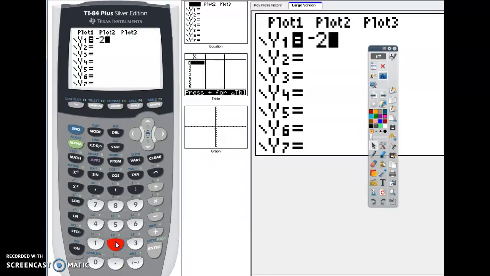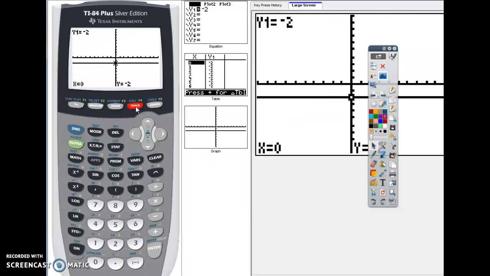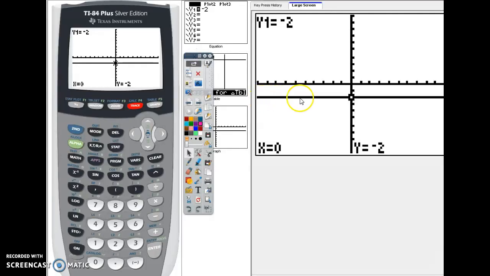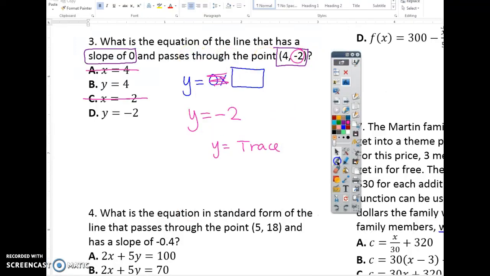Okay, trace, no x. You don't put any x's on there. Trace. Okay, you can tell that it's a horizontal line. That means the slope is 0. Press 4, enter, and make sure that it gives you -2. That's the answer. Got it? So I expect you to do the same thing tomorrow on the test.